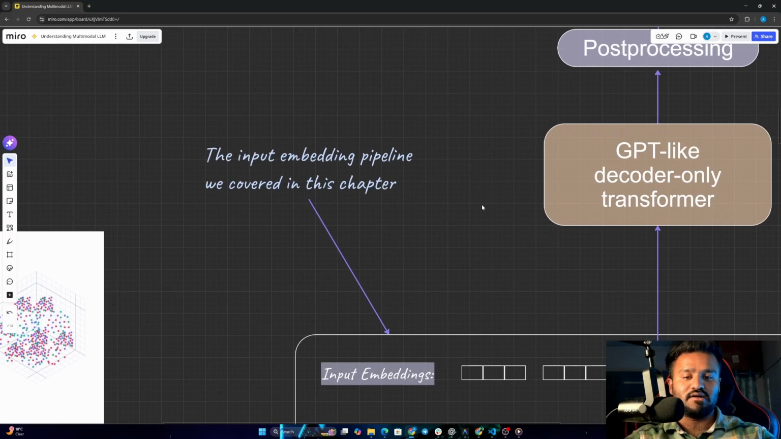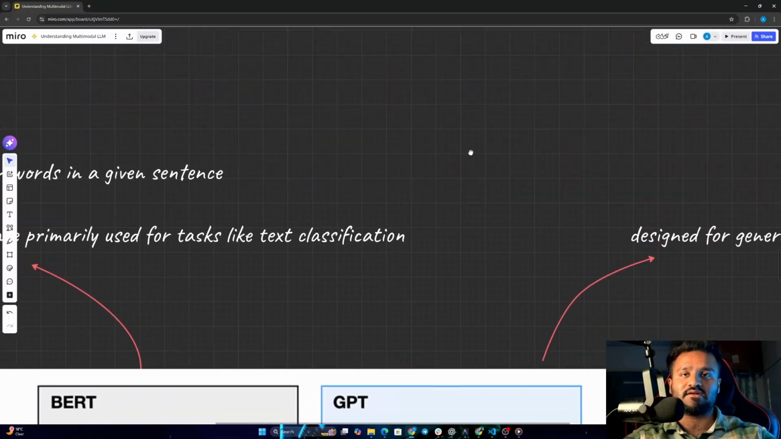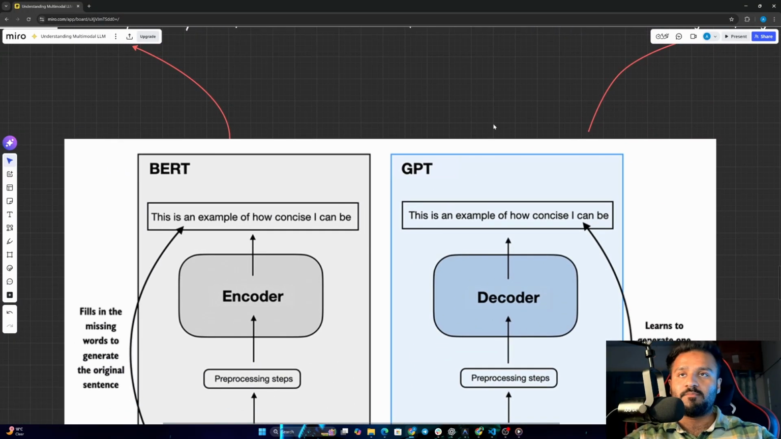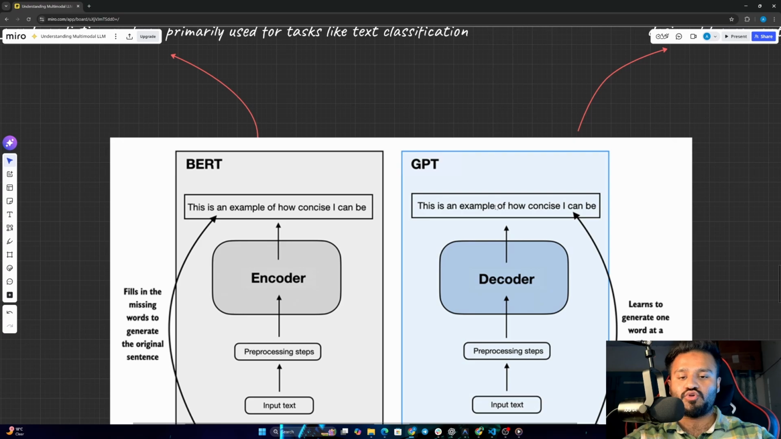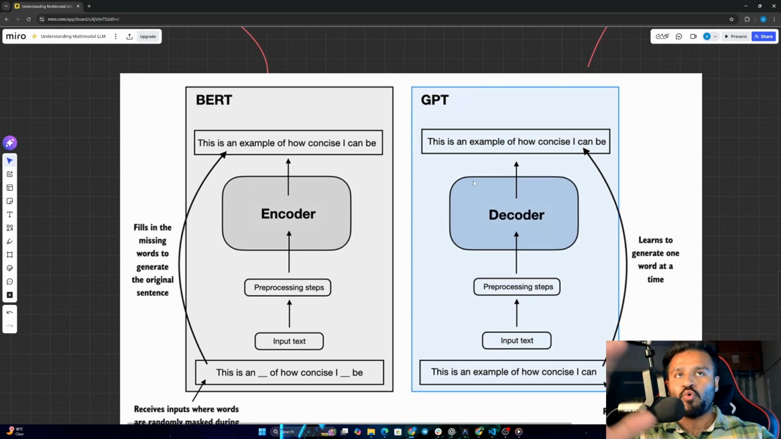So let's talk about BERT and GPT. What are the differences between these two architectures? BERT stands for Bidirectional Encoder Representations from Transformers. It uses only the encoder part of the transformer. So there's a clear difference: BERT uses the encoder part of the transformer, and GPT uses the decoder part of the transformer.